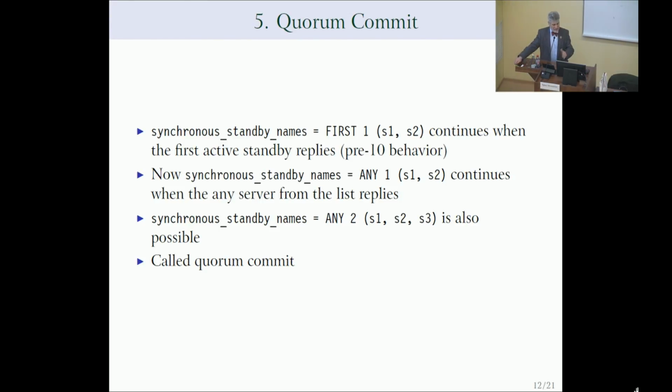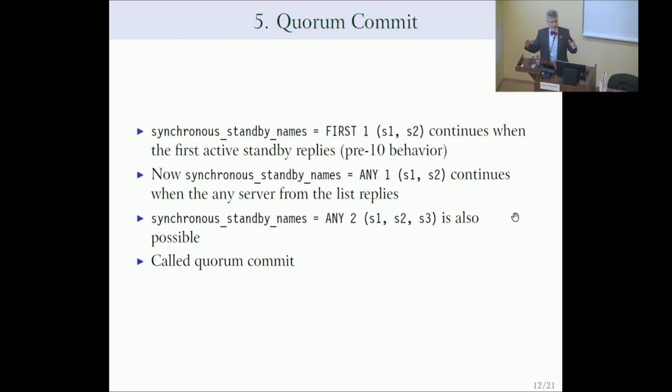Many people have multiple standby servers in the organization, and prior to Postgres 10, if you wanted to synchronize to multiple servers, it would only really do the first one you listed, or if the first one went away, the second one you listed. The new capability now is called Any, and it allows you to synchronize to any of the servers in your list, any one, any two, and so forth.